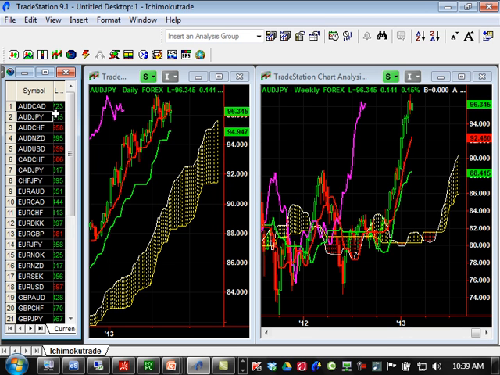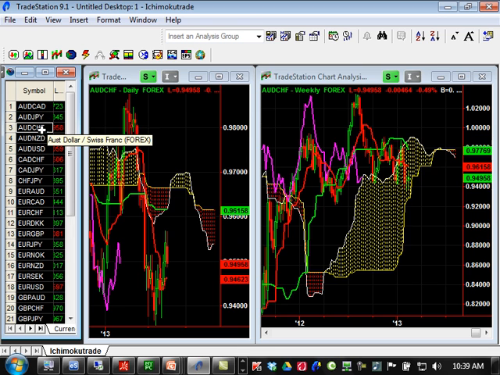Australian yen, if you look here, is still very strong, trending on both the daily and the weekly. So no real major pullbacks have occurred at all for this thing.